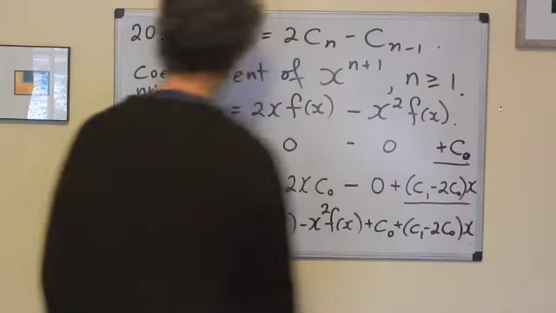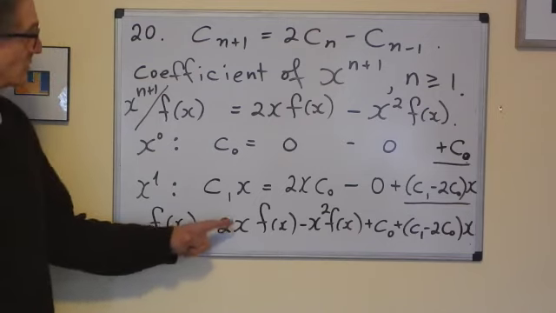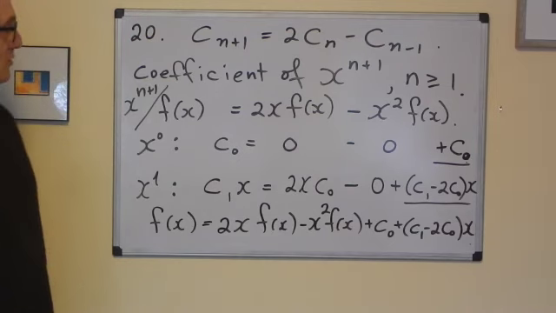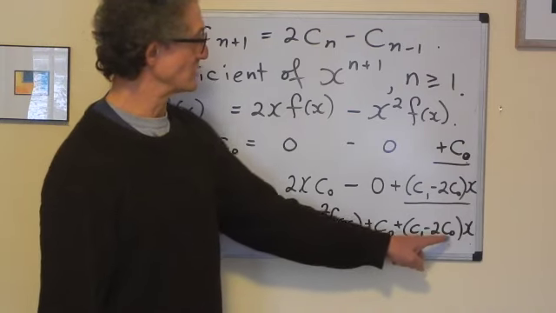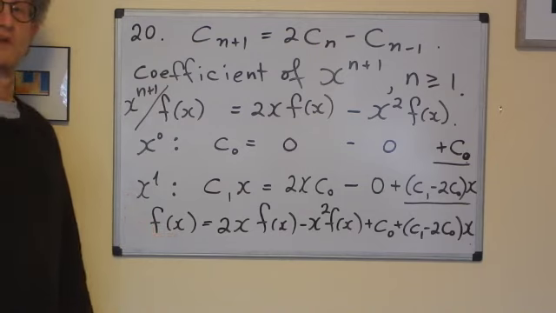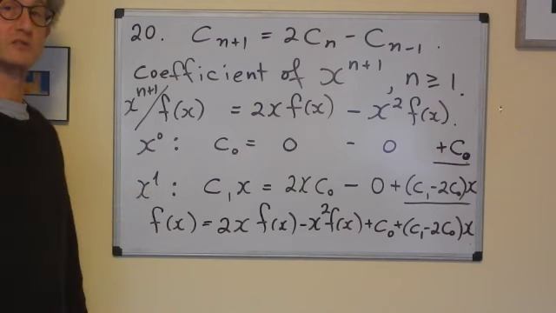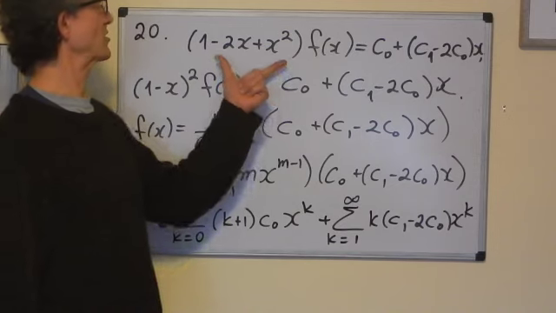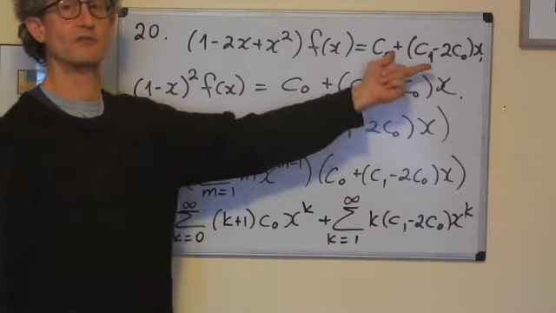And so putting this all together, for higher powers of x, we have f(x) is equal to 2x f(x) minus x squared f(x). And to fix the first two, we have to add C0, and we have to add (C1 minus 2C0)x. And then this equality holds in general for this function f. We've checked it for all powers of x, and so it's correct. Collecting together all the coefficients of f(x), right? We had f(x), and then we had some multiples of f(x) on the other side.